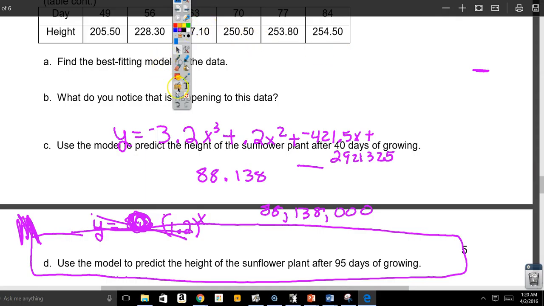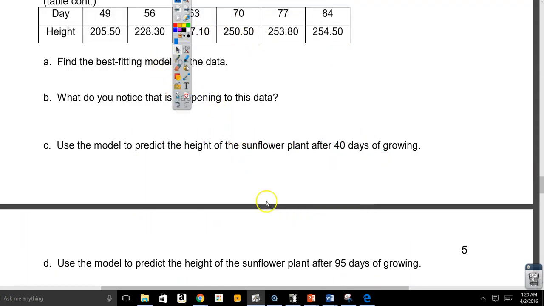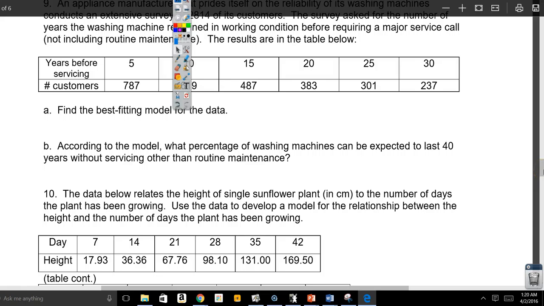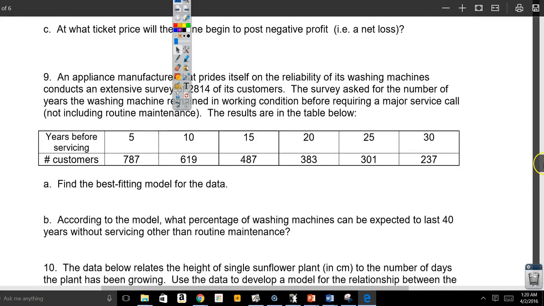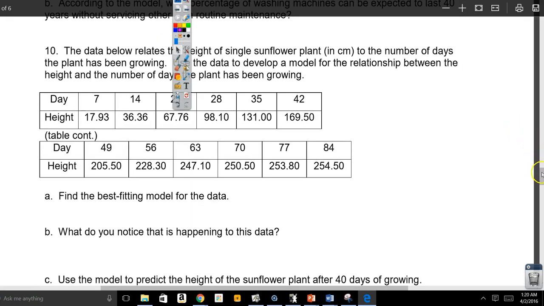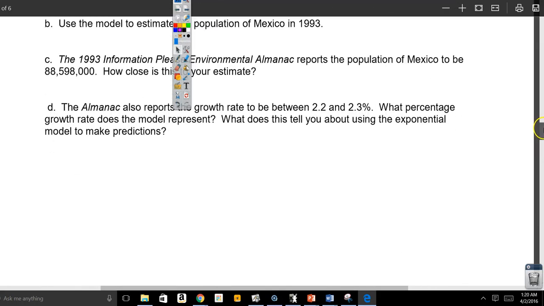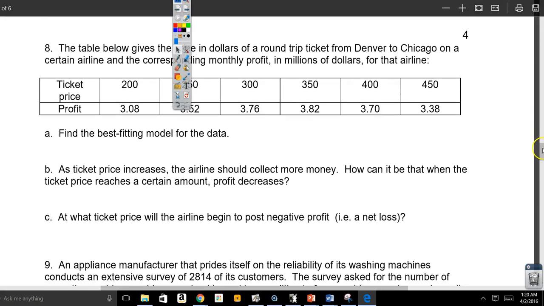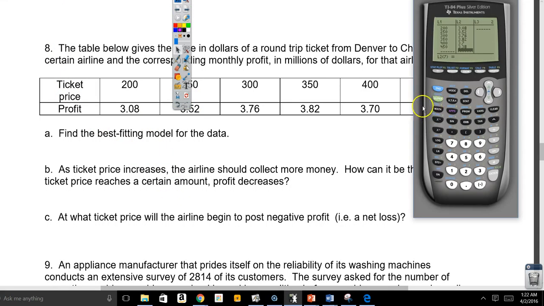Alright, so this will keep going, trudging along. So I guess we are on number, goodness, 8 now. So again, I'm going to pause and put my data in. Alright, so the data is in, and we're going to zoom 9 because we've already got it set up. Definitely looks like a quadratic, so we're going to do stat calc quadreg.